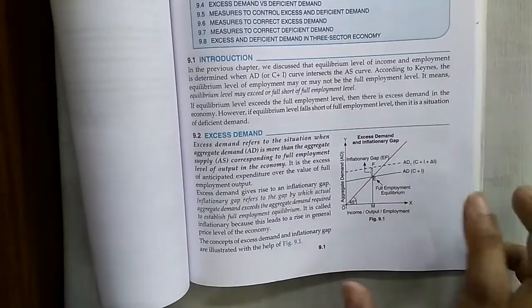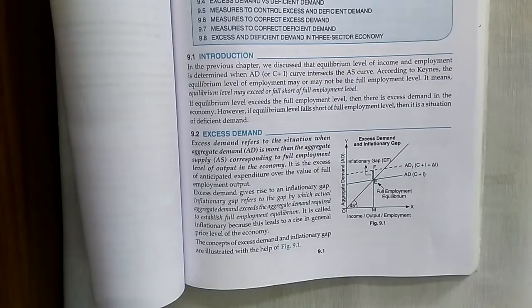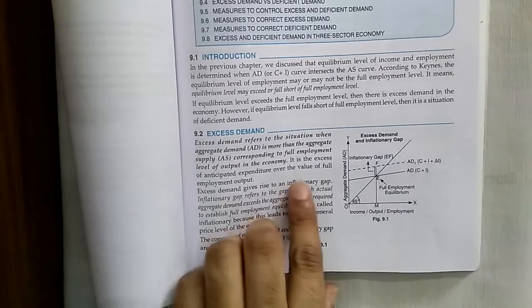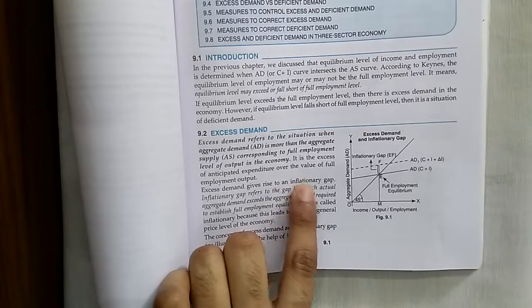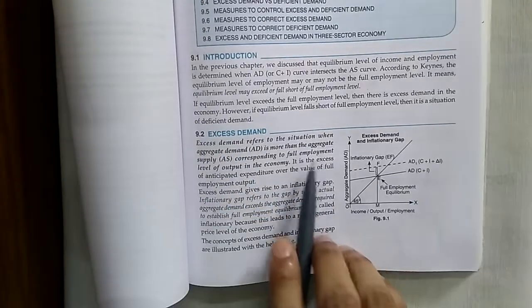Whatever the maximum full output could be, we are providing the same, but still we are lacking. Our demand is exceeding whatever output we produce, that is aggregate supply. Fine. So this term is known as excess demand. It is the anticipated expenditure over the value of full employment output. We have to just note down this definition.